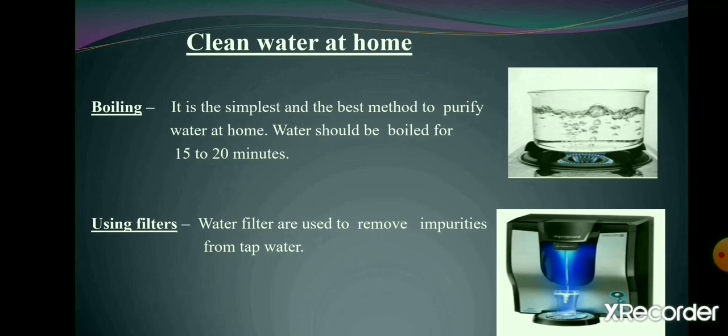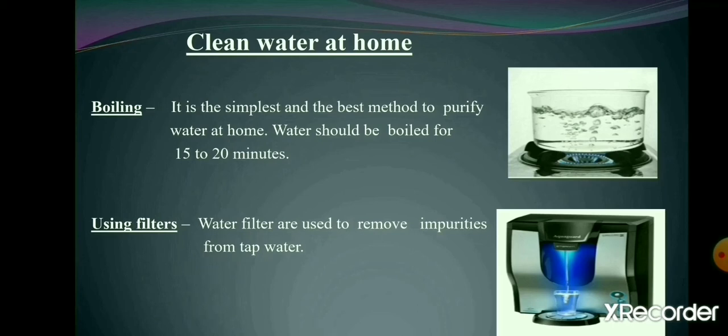Clean water at home. We can make tap water safe for drinking by boiling, using filters, or by adding chemicals. Boiling is the best method to kill germs present in water. Boil water for 10 to 15 minutes, cool it, and then store it for use.